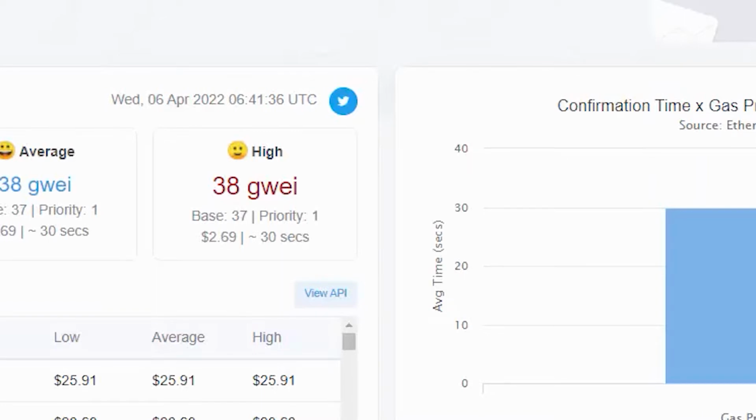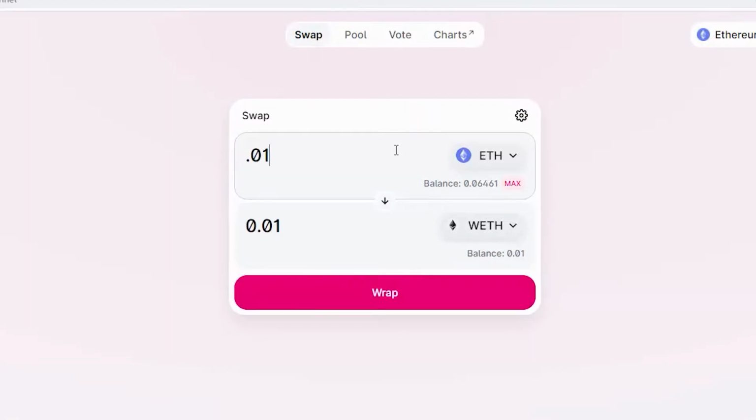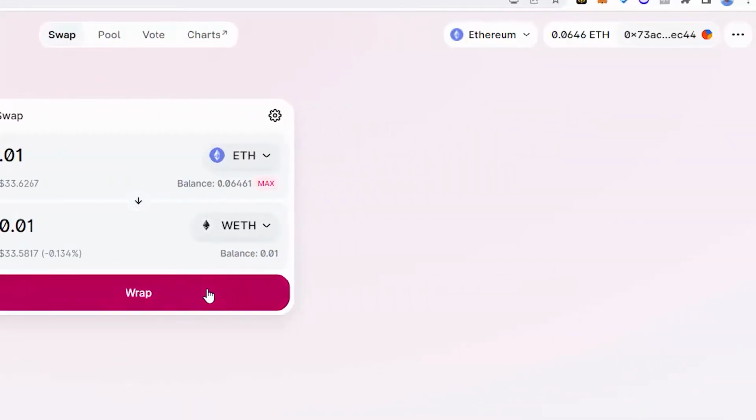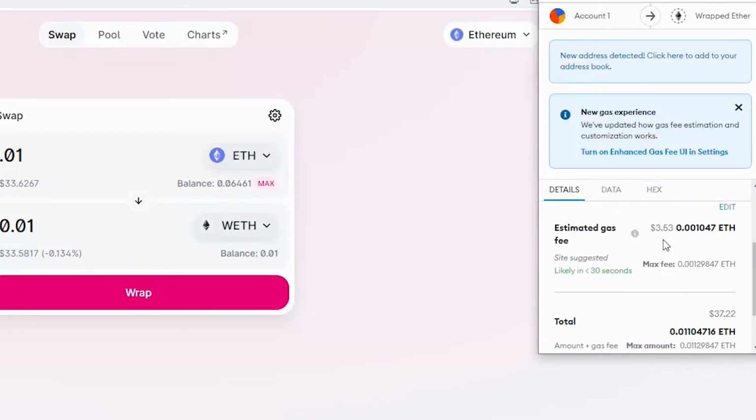Oh, and remember, this is a transaction fee. No matter how much Ethereum you wrap, it costs the same. The only thing that affects the price really is the gas prices. So I'm gonna swap 0.01 ETH, right now about 34 bucks worth, and this will take a few minutes to confirm on the blockchain, and it looks like $3.53 in gas.